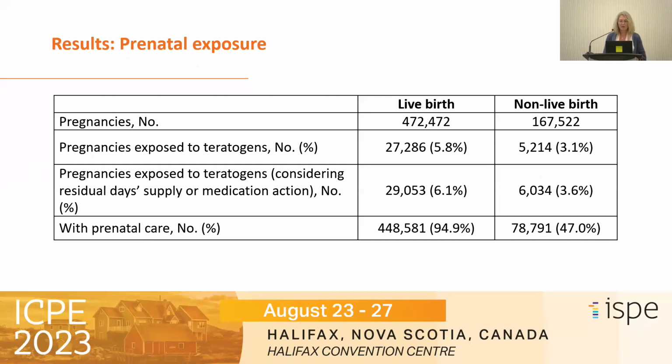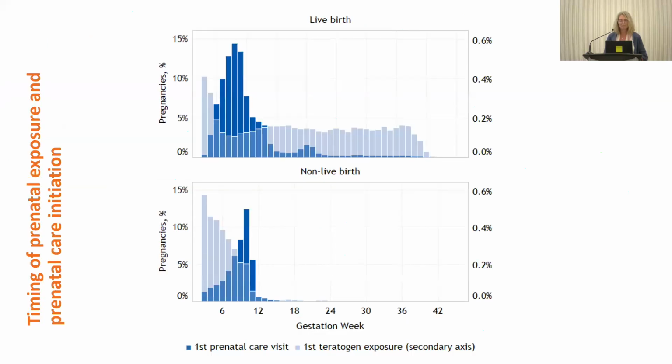And then we have the percent of live births that had actually a prenatal care visit at all, which is very similar to national numbers, 94.9%. And then for the non-live births, obviously a much smaller proportion. So the distribution across gestational age is displayed here. Dark blue is the first prenatal care visit. Light blue is the distribution of first exposure to a teratogen during pregnancy.